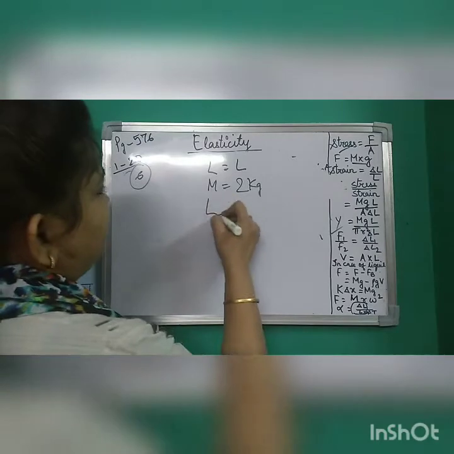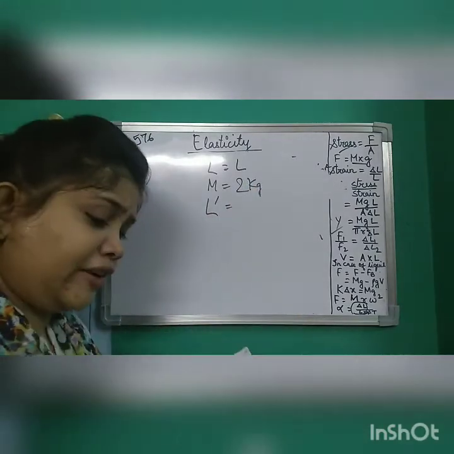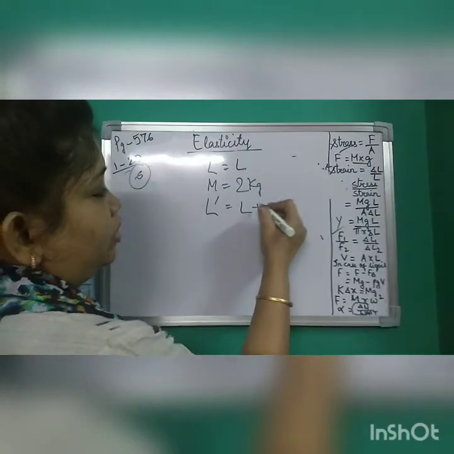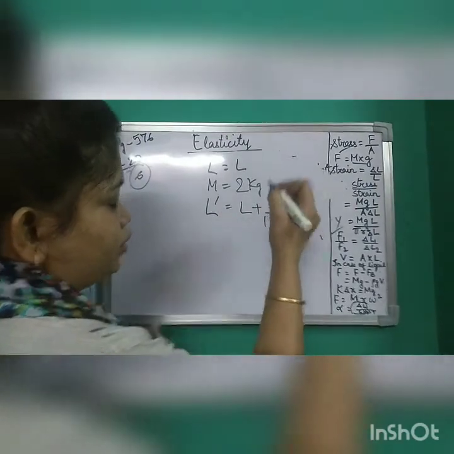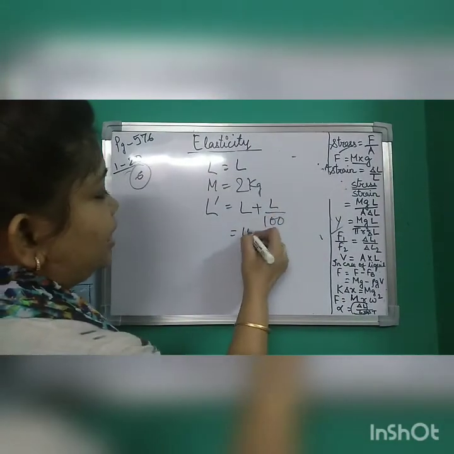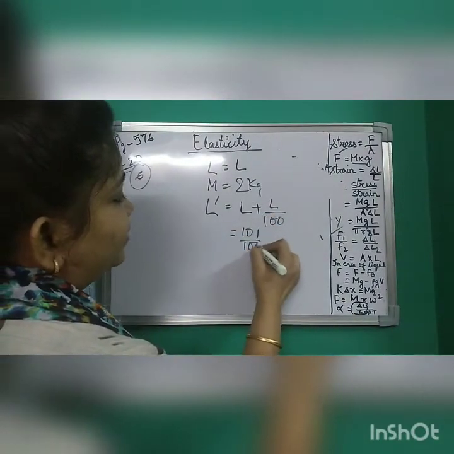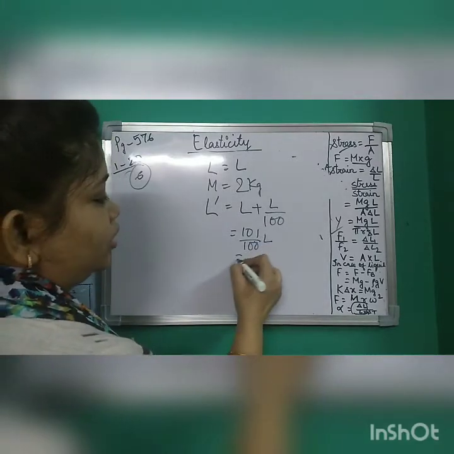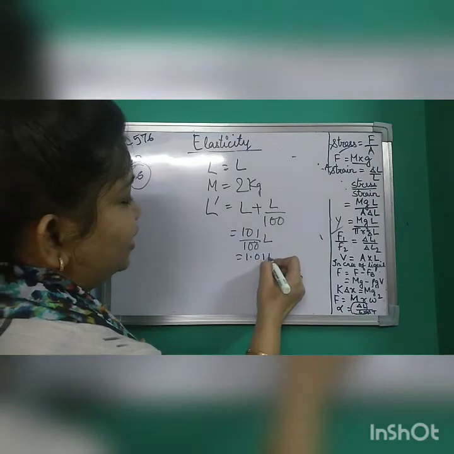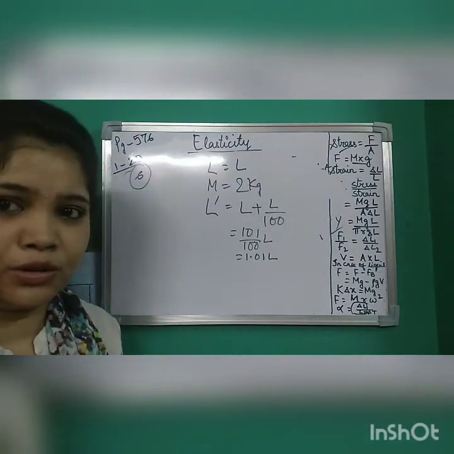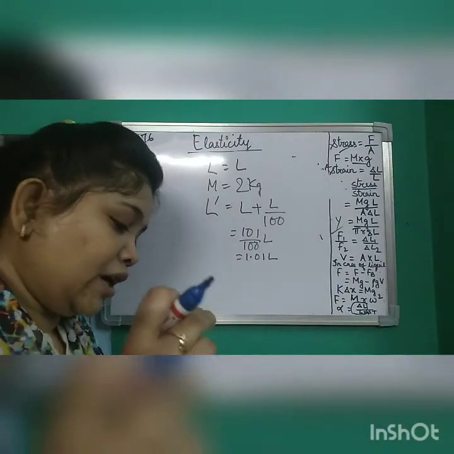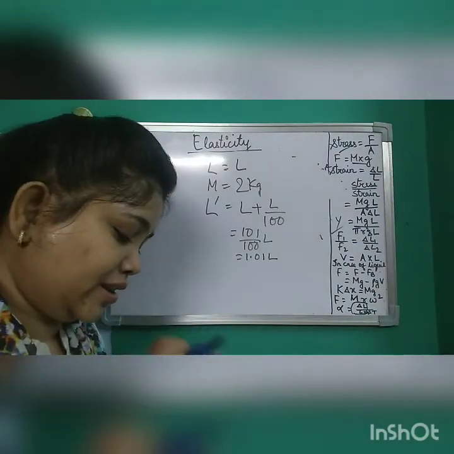So what will be the new length? L dash. It is given that it increases by 1%. That means L dash will be equal to L plus L by 100. 1% means L by 100. That means how much is it coming? 101 by 100 L, which is equal to 1.01 L. Now they have asked to calculate the linear strain in the wire.